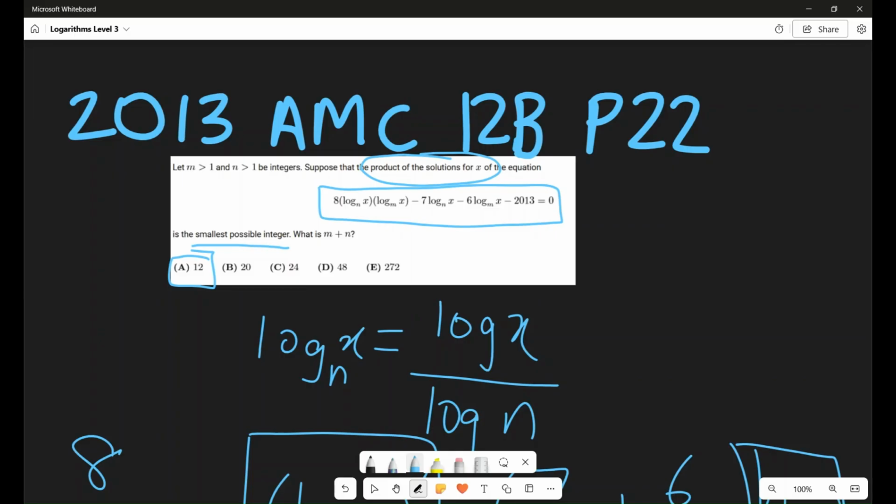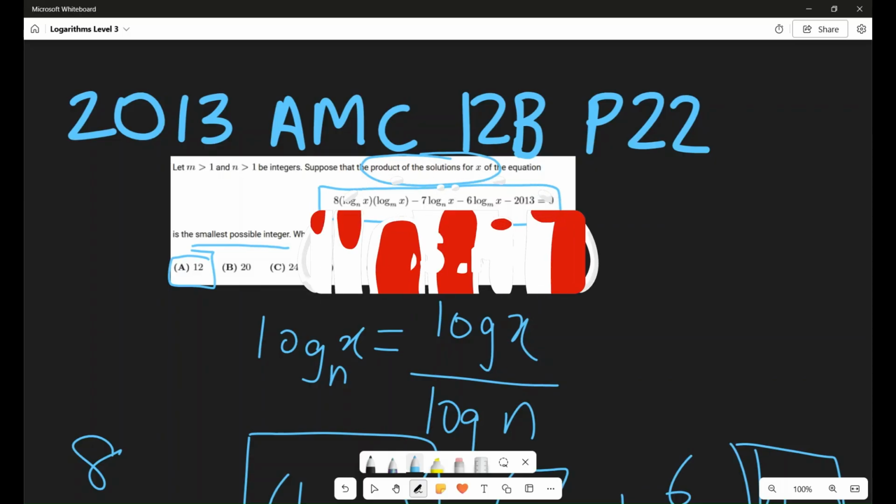So the main idea in this problem was to just isolate that log x as a starter and then convert it into a quadratic in log x, and then identify that the product of the solutions of x is equivalent to the sum of the solutions for log x.